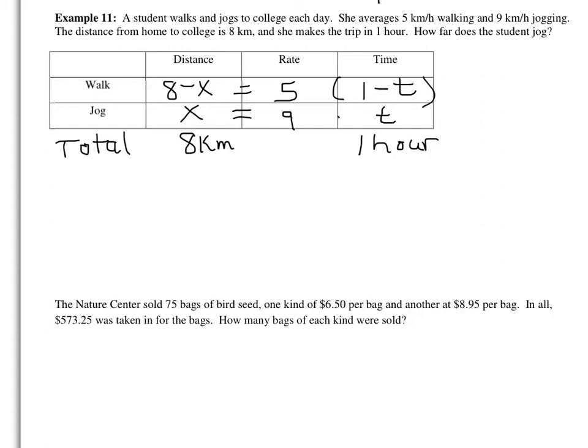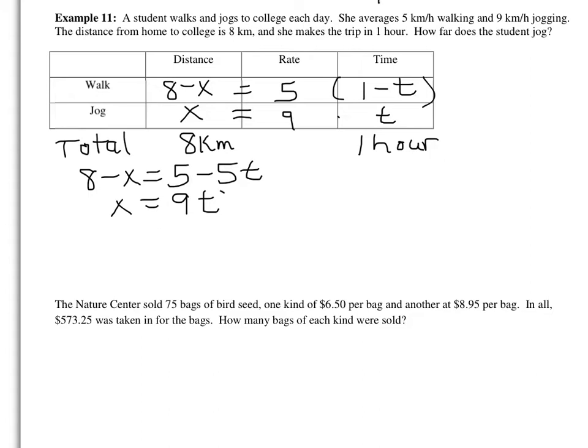And we really want to solve this equation for x because it says how far does the student jog, and that's what x is. So we get 8 minus x equals, let's multiply that out, 5 minus 5t. That's our first equation. And x equals 9t. You might be tempted, let's go ahead and do it.